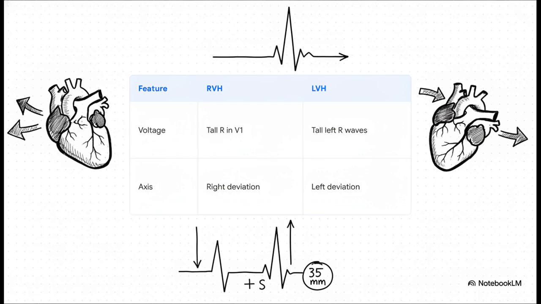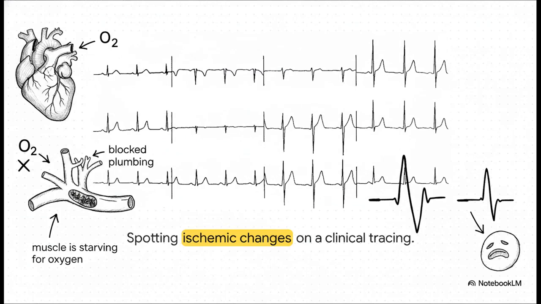But beyond just muscle thickness, the ECG is our absolute frontline tool for detecting blocked plumbing, which we call ischemia. Recognizing severe abnormalities like a depressed ST segment or an inverted T wave, such as the deeply inverted Wellens sign that warns of a high-grade blockage, relies entirely on understanding that normal baseline we established earlier. The shift in these recovery waves is the heart's way of telling us the muscle is literally starving for oxygen.